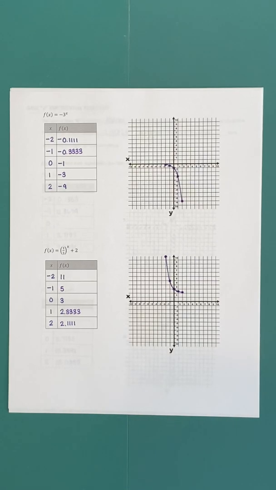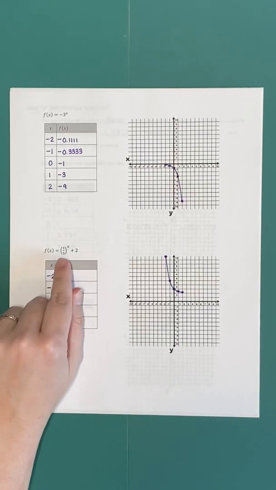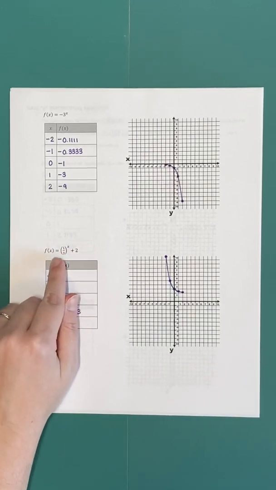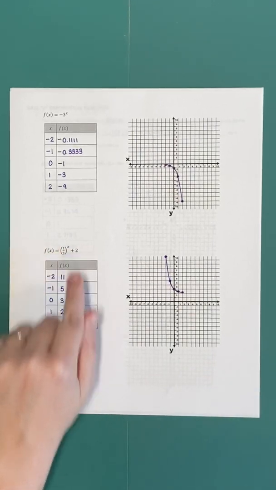Let's look at another one. So f of x is equal to 1/3 to the x, so our other one we graphed, plus 2.